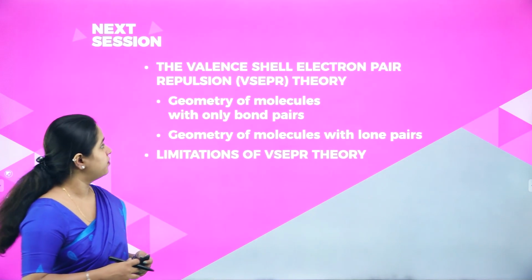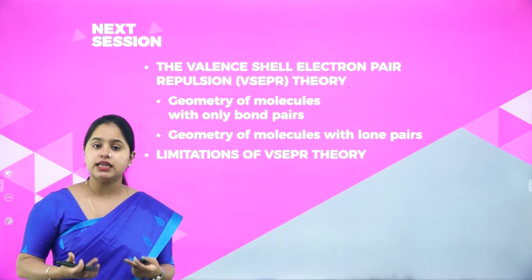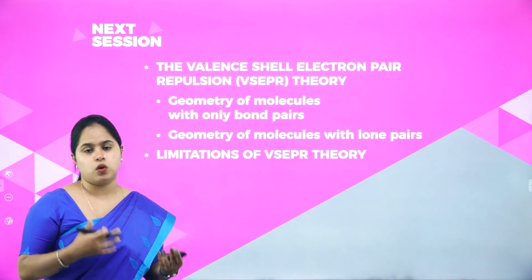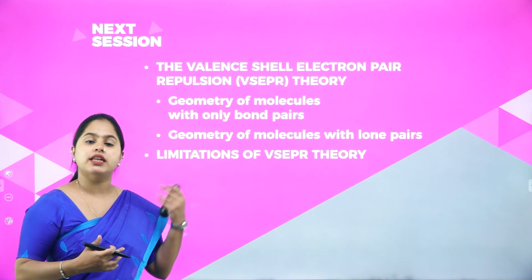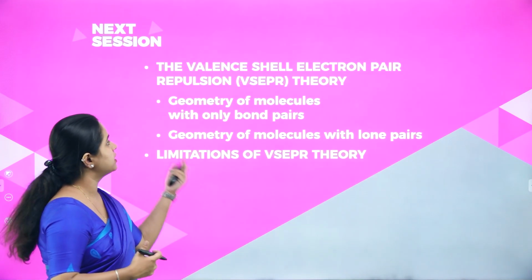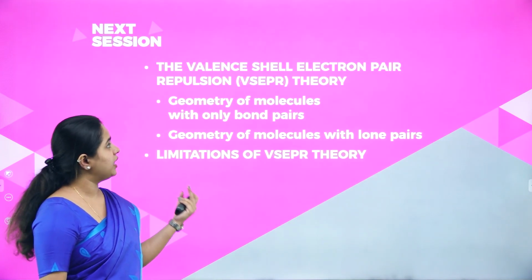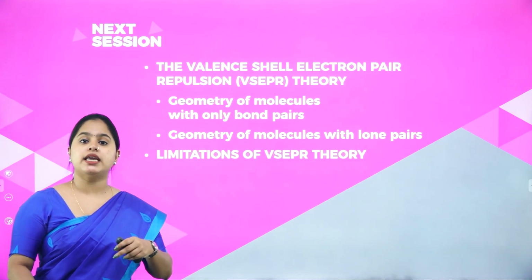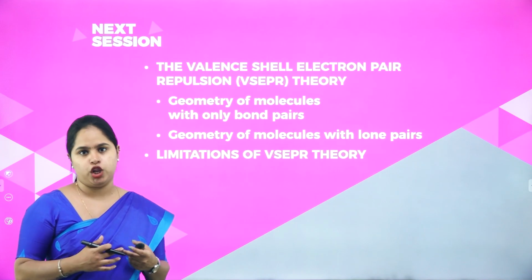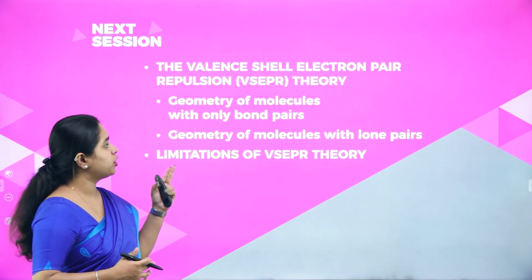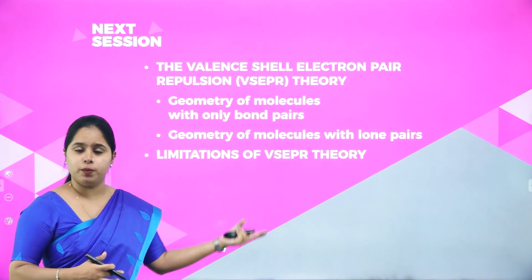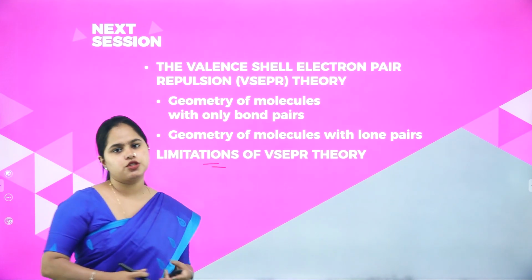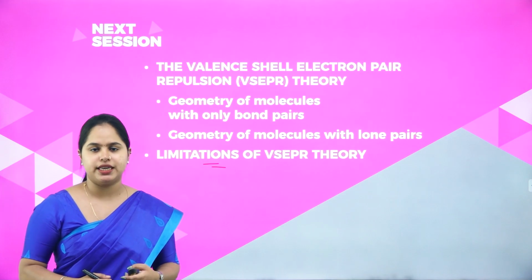So in the next session, we will be discussing the next theory on chemical bonding. We started this discussion with the Kossel-Lewis approach, right? Now the next one we will be studying in the next session is VSEPR theory, that is valence shell electron pair repulsion theory, wherein we will be studying in detail about the shapes of the molecules, right? So the geometry of molecules with only bond pairs and with lone pairs also we will be studying, as well as the limitations of VSEPR theory.